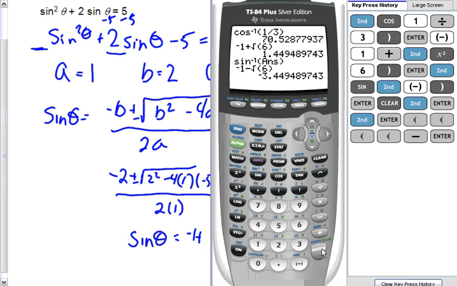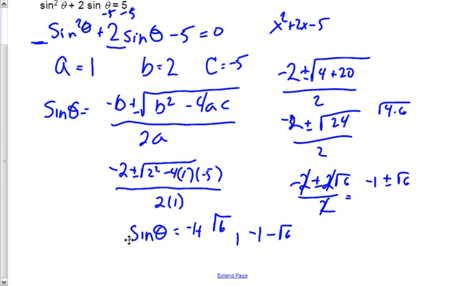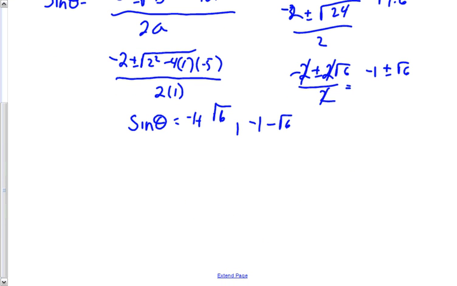I get negative 3. Wait a minute. From the same logic, it's not between negative 1 and 1. That doesn't work either. Well, neither works. Guess what? Both of them fail. We have no solution to this.